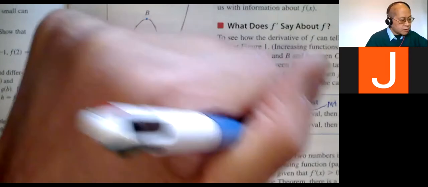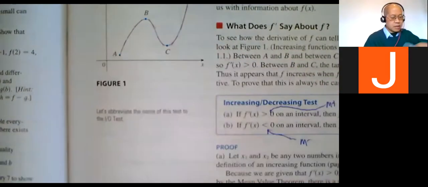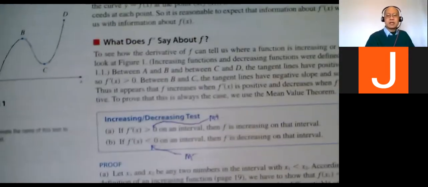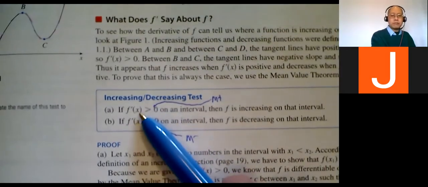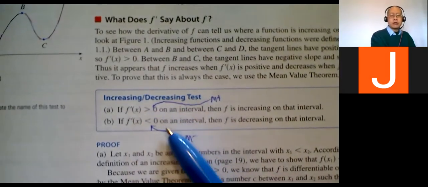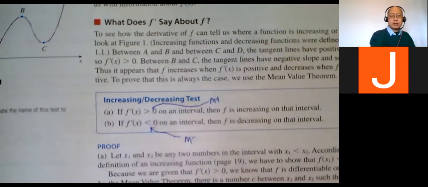M positive, M negative. Think back to your algebra 1, right? F prime means slope, slope positive. So algebra 1, slope positive. Oh yeah, it's going like that, increasing.